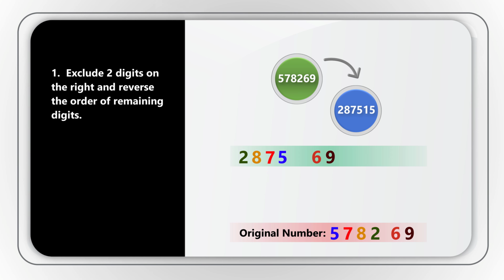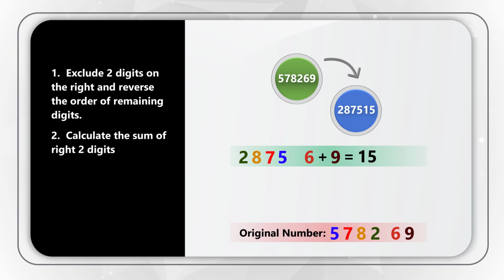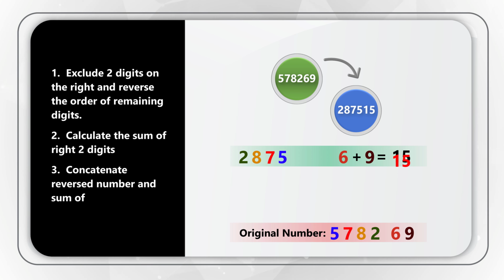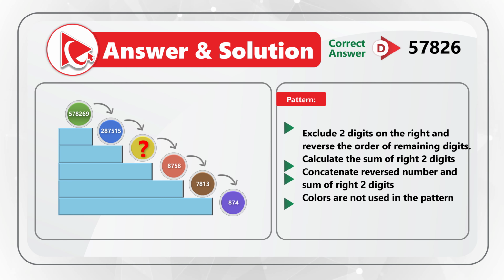And the calculations are very simple. We basically add 6 plus 9 and the end result of it is 15. Then we concatenate 2875 and 15. So the end resulting number is 287515. As the ball continues rolling, we repeat the calculations and get to the answer of D, 57826.